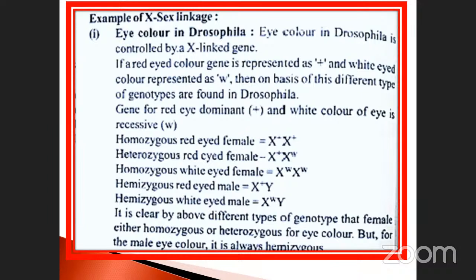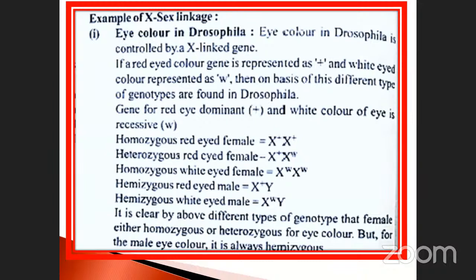And homozygous white-eyed female. Homozygous means both the chromosome alleles are the same. The symbol is also a recessive character. See, WW is the recessive, isn't it? The WW is recessive, but at the same time homozygous. And hemizygous red-eyed male only.